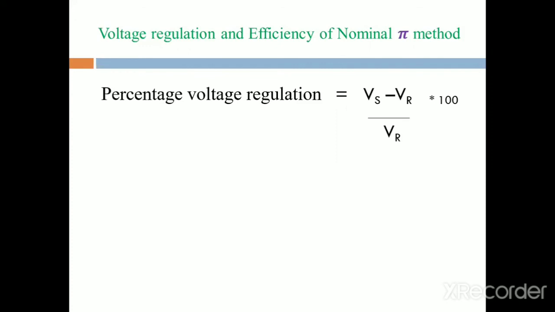The nominal T method is also called the middle condenser method. Why is it called middle condenser? Middle means the capacitance is connected at the middle of the transmission line. That's why it is called the middle condenser method. What is the last type? That is the nominal pi method.